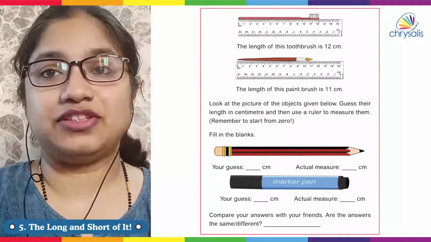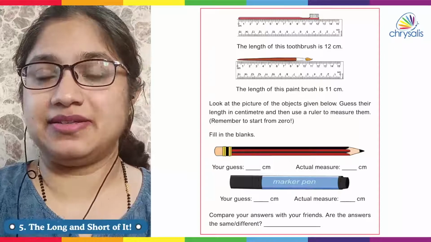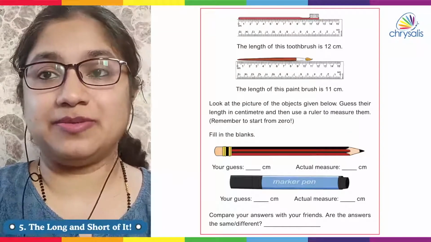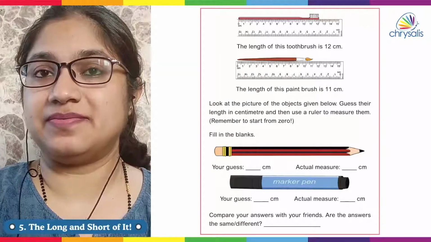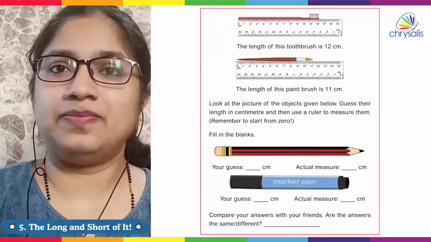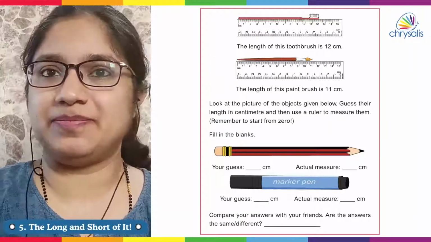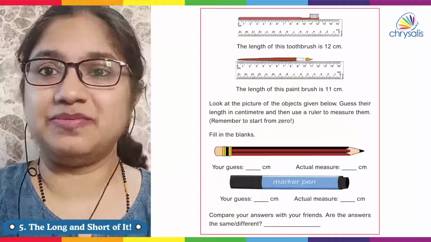Look at the length of this toothbrush. The length of the toothbrush is 12 centimeters. Similarly, the length of the paintbrush is 11 centimeters. Now, look at the picture of the objects given below. Guess their length in centimeters and then use a ruler to measure them. Remember to start from 0.